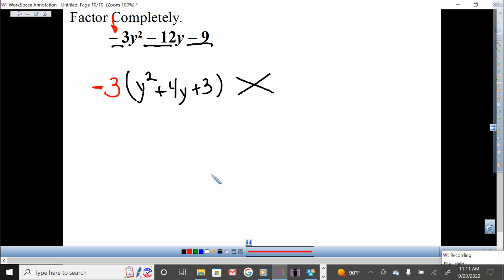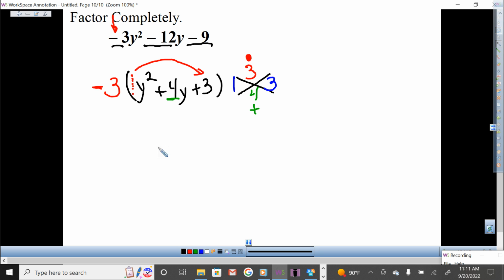What goes on top? The third, or the 3. Why? Because the leading coefficient is 1. 1 times 3 is 3. There it is. That's our product. What goes below that number? 4, because that's the middle coefficient, and that's our sum. So what 2 numbers multiply give me 3 that when you add them give us 4? 1 and 3. Okay. So far so good?